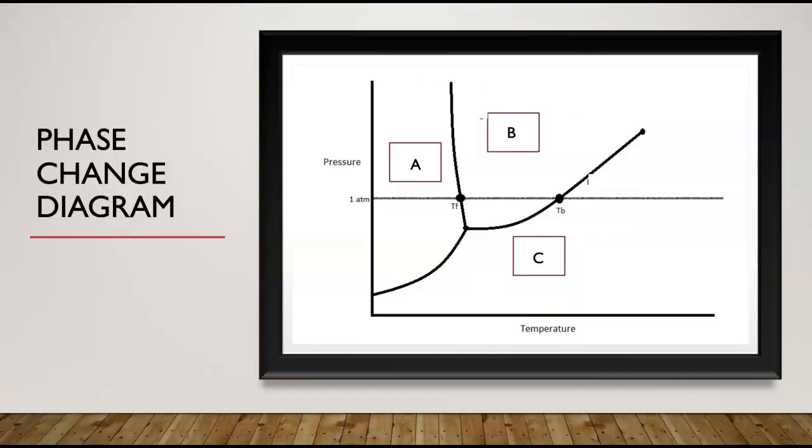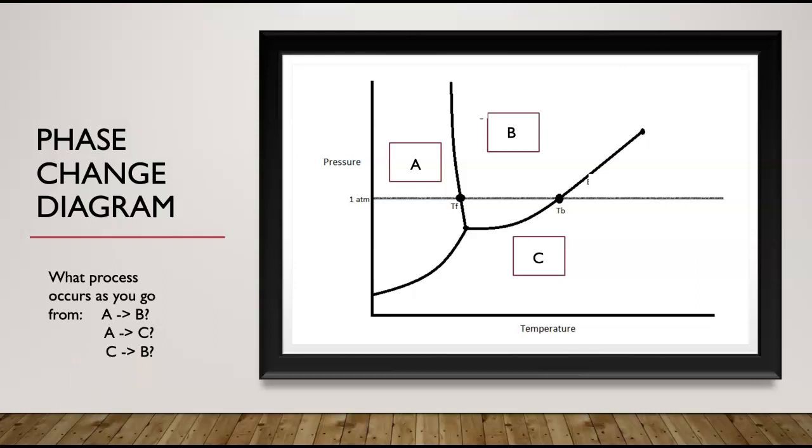All right, how are you on the phase change diagram? Well, let's take a look. What are the states shown here in A, B, and C? Hopefully you were thinking solid, liquid, gas. Again, I always think about water. Water is a solid at low temperatures, is a liquid at higher temperatures, and a gas at even higher temperatures.